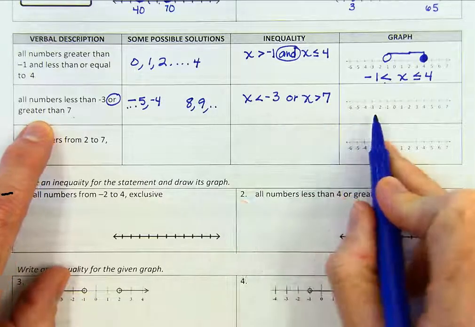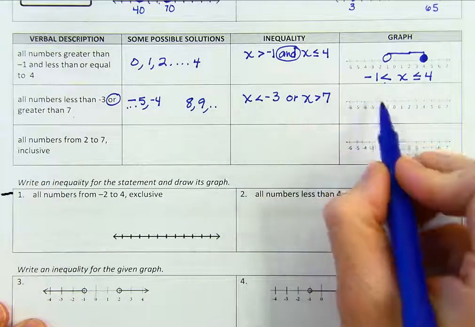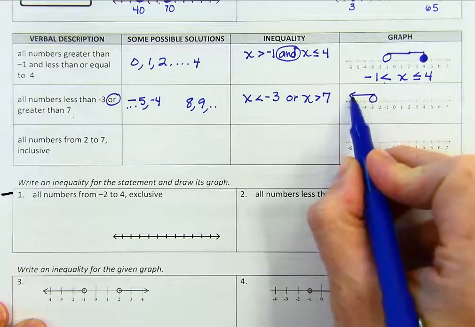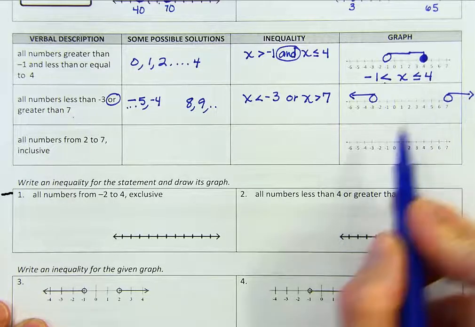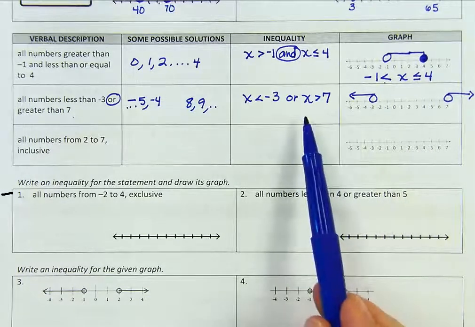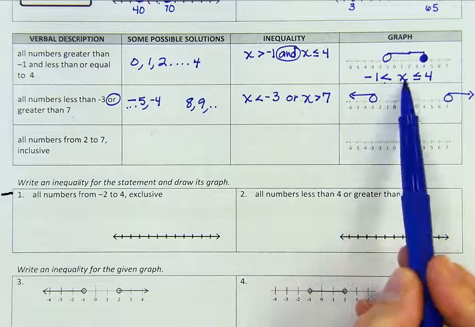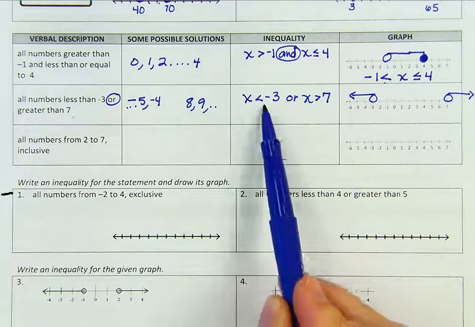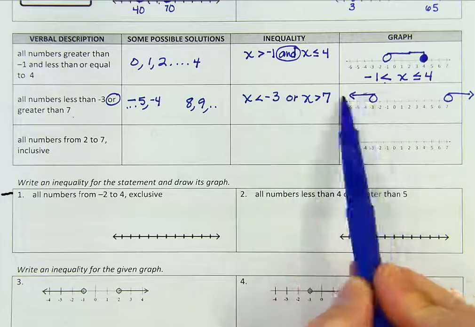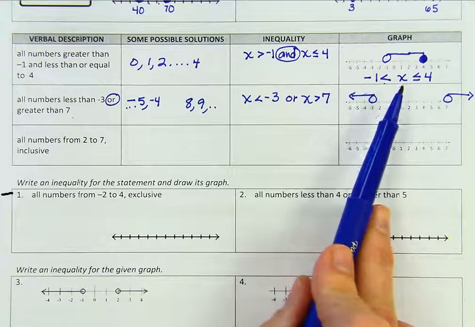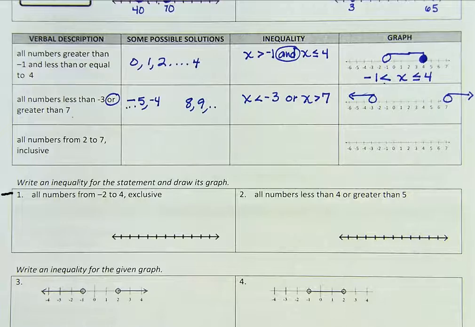So if we look over here to the graph, we have an open circle on -3 to the left. We have an open circle on 7 to the right. Now, we never ever write an OR graph as connected. The graph with an OR is always disconnected, so we never do that for this type of problem.